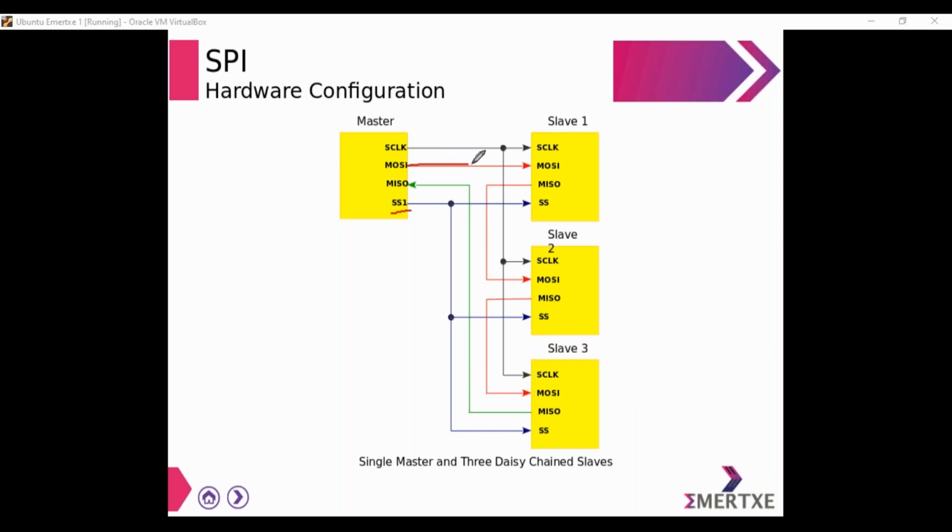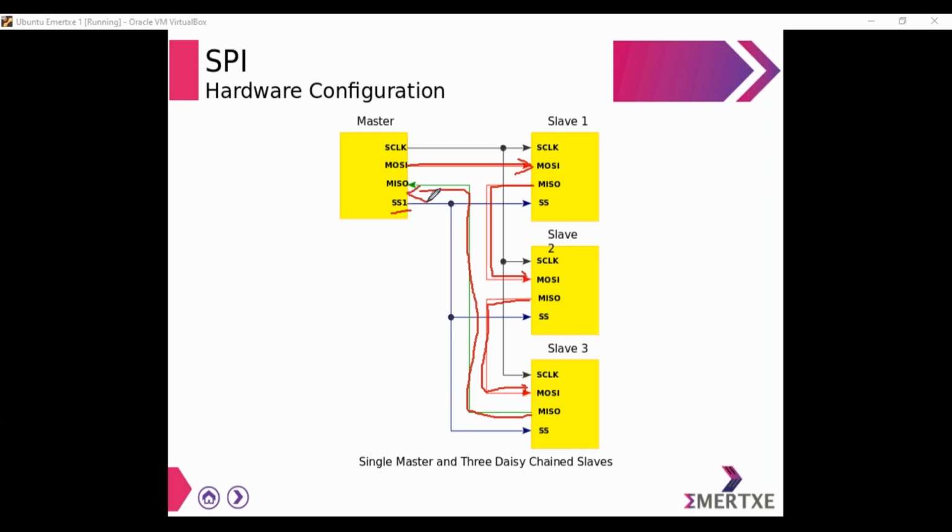So MOSI of the master is going to the MOSI of slave 1. MISO of slave 1 goes to MOSI of slave 2. Then MISO of slave 2 goes to the MOSI of slave 3. And MISO of slave 3 is going back to the master.